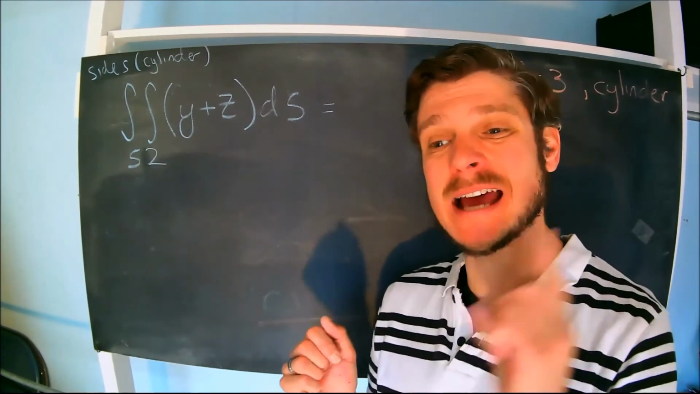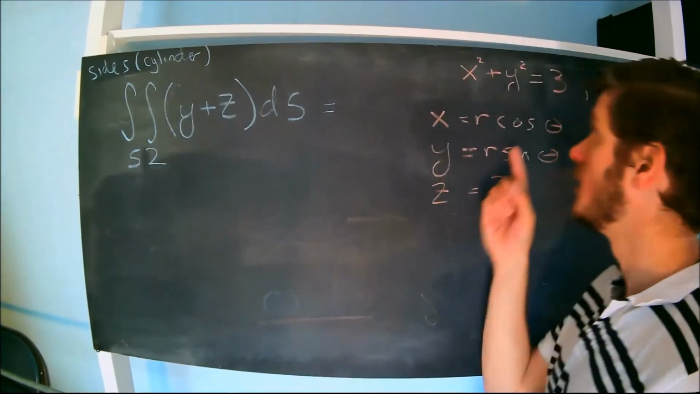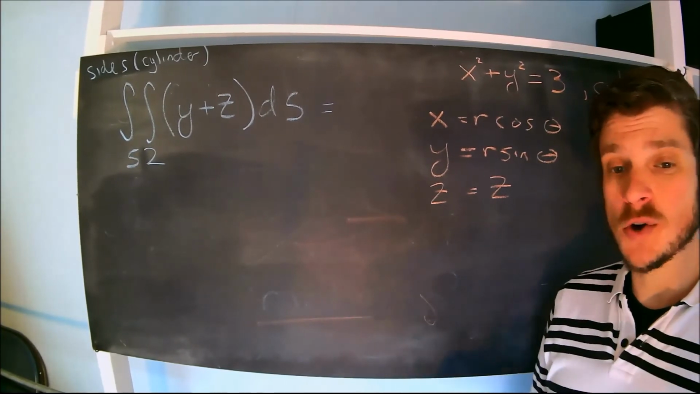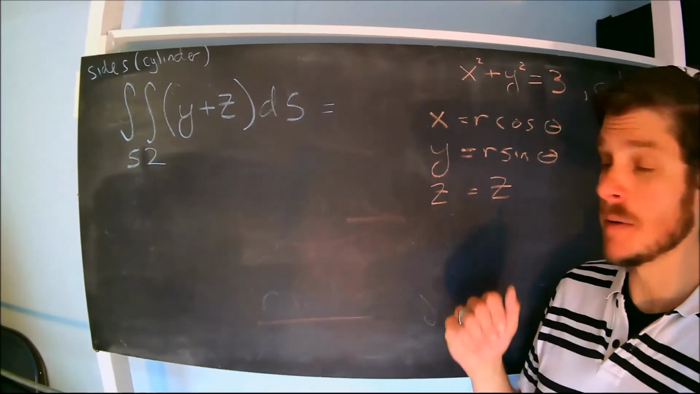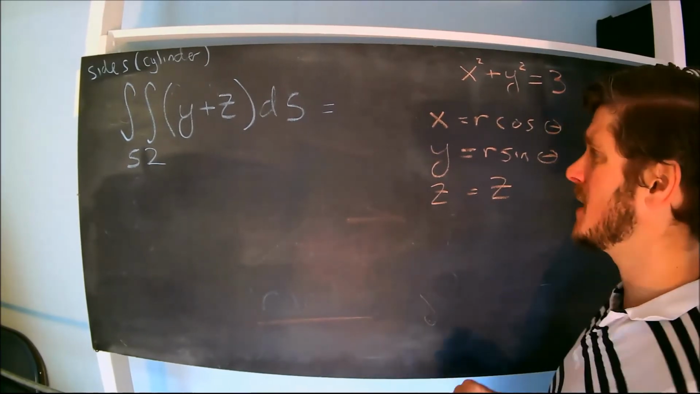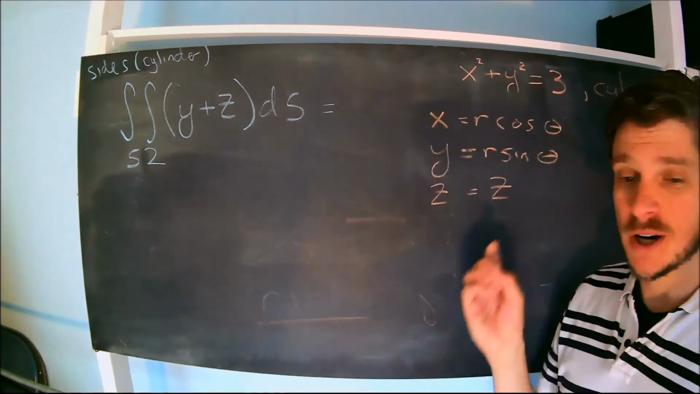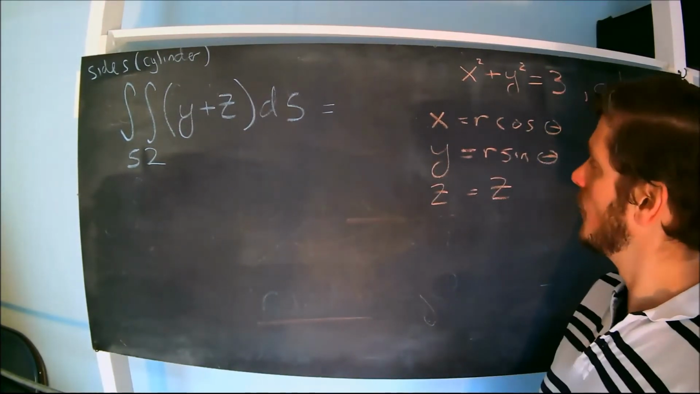Alright, now it's time to do the sides of my surface. The sides of my surface being that cylinder, x squared plus y squared equals 3. Now, it's a cylinder, so hopefully we recognize that probably using cylindrical coordinates is going to be the route that we really want to go here. Again, x equals r cosine theta, y equals r sine theta, z equals z.